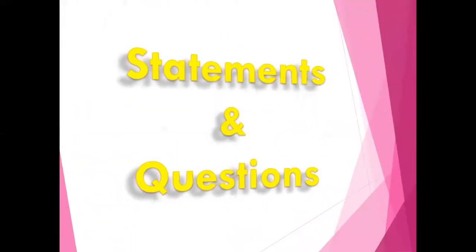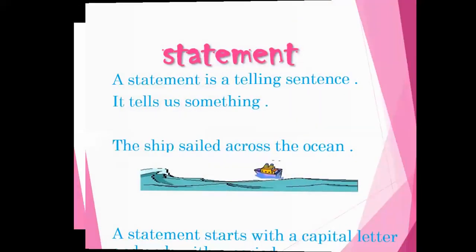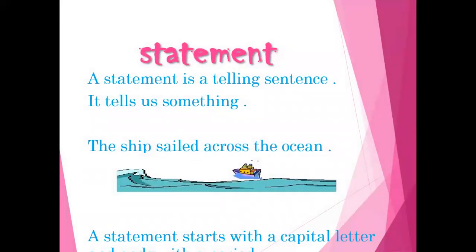So now we're going to talk about two types of sentences. They are statements and questions. The statements have another name. We call it declarative sentence. The question has another name. It's interrogative sentence. The statements are telling sentences. They tell us something. They give us information. But the questions ask us about something. It begins with a question word and it can be answered and it ends with a question mark.